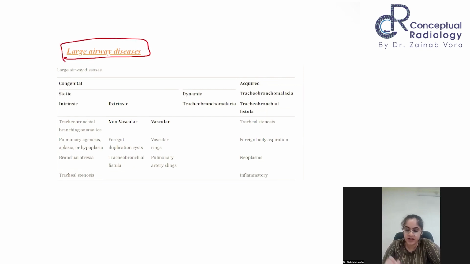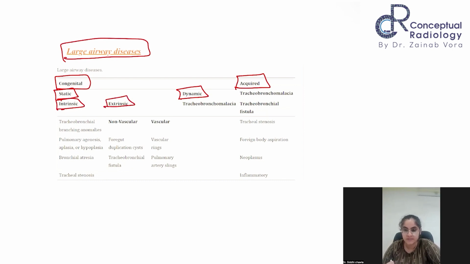Covering the diseases of the large airway, we'll be dividing them into congenital as well as acquired forms. In the congenital, we have divided them into static and dynamic forms. Among the static forms, we have the intrinsic as well as the extrinsic pathologies. Among the intrinsic, the diseases located within the tracheobronchial tree include the tracheobronchial branching anomalies. Then we can have pulmonary agenesis, aplasia or hypoplasia, bronchial atresias, and congenital tracheal stenosis. Among the extrinsic pathologies, we can have non-vascular or vascular pathologies. In the non-vascular pathologies, we have the foregut duplication cyst as well as tracheobronchial fistulas, whereas in the vascular pathologies, we have the vascular rings as well as the pulmonary arterial rings that we'll be discussing in detail.